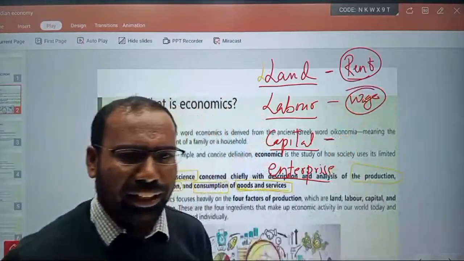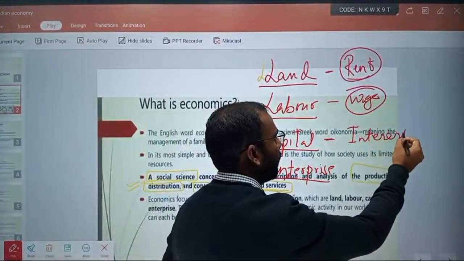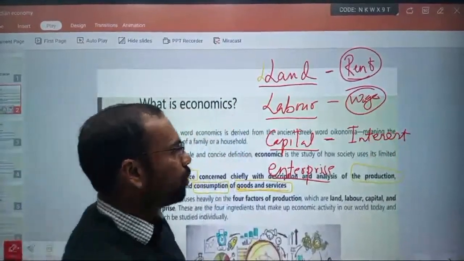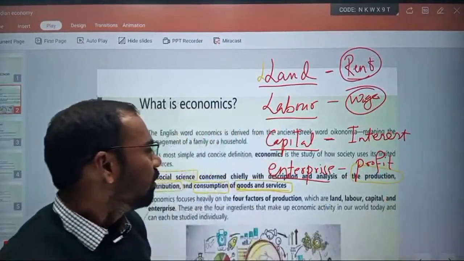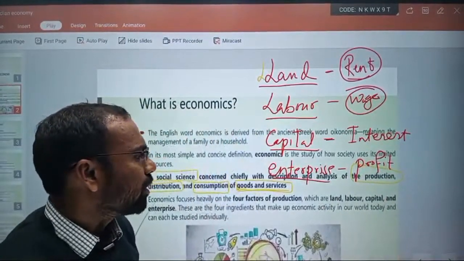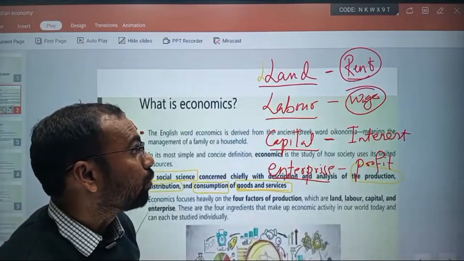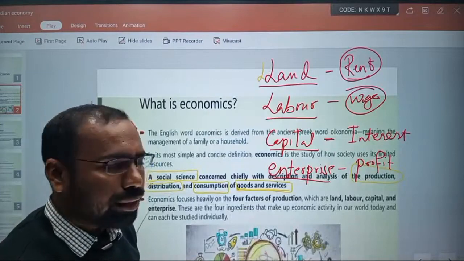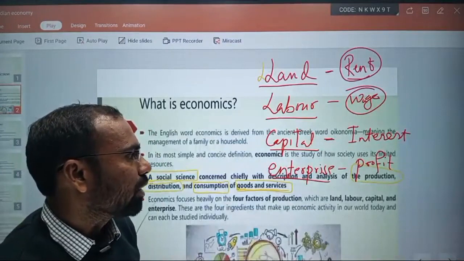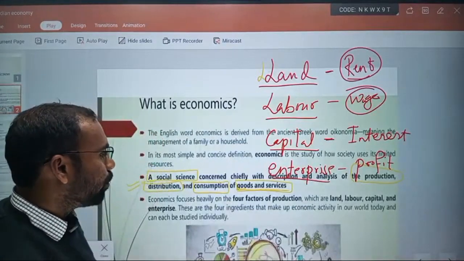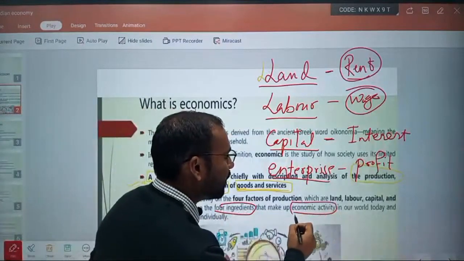If you have capital, you can give it to somebody and you can get interest. And if you have enterprise, then what can you get? You can get profit. So these four are called factors of production. Factors of production include land, labor, capital, and enterprise. Through land you can get rent. Through labor you can get wage. Through capital you can get interest, and through enterprise you can get profit. These are the four ingredients that make economic activity in our world today.